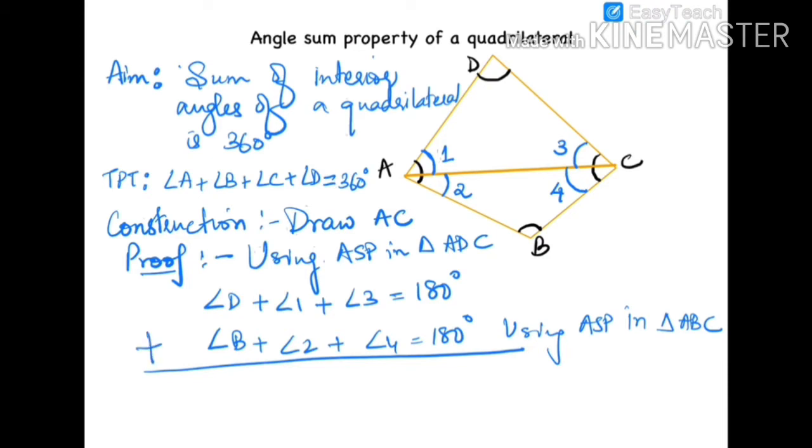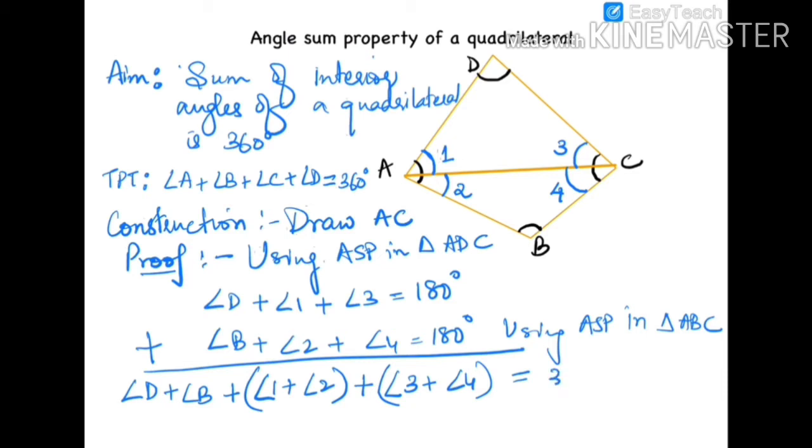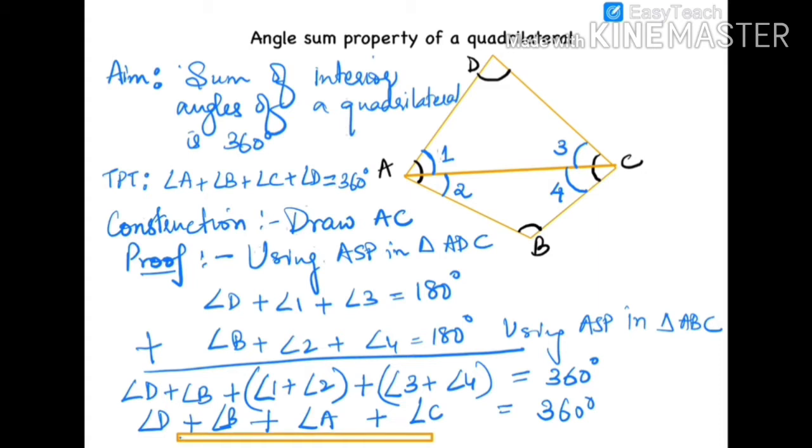Now we will add these two equations. So we get angle D plus angle B plus angle 1 plus angle 2, I am writing these two in the bracket, plus angle 3 plus angle 4 in the bracket equal to 360 degrees. Now from the figure, angle 1 plus angle 2 is angle A, and angle 3 plus angle 4 is angle C. So this shows that the sum of interior angles of a quadrilateral is equal to 360 degrees.